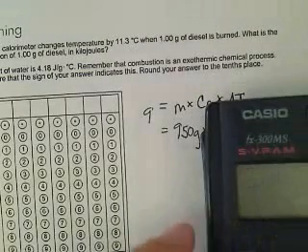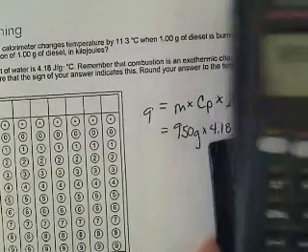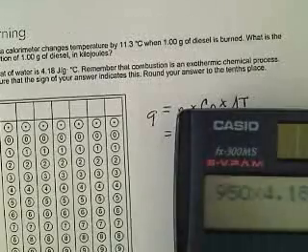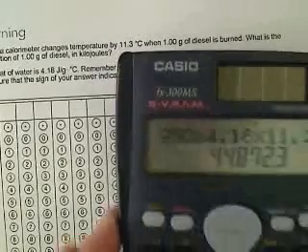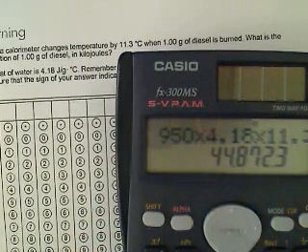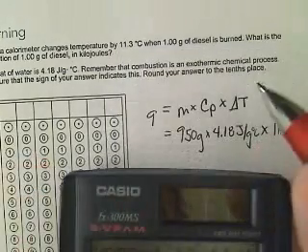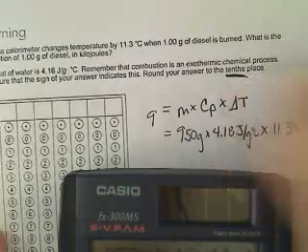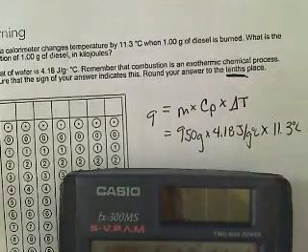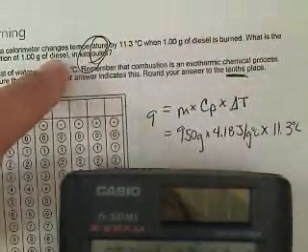So all I need to do is multiply all of those. I have 950 times 4.18 times 11.3. In this case we get 44,872. Yeah, good, I got the right answer. Okay, so they want to round it, and they want this in kilojoules. Well, the answer is in joules.